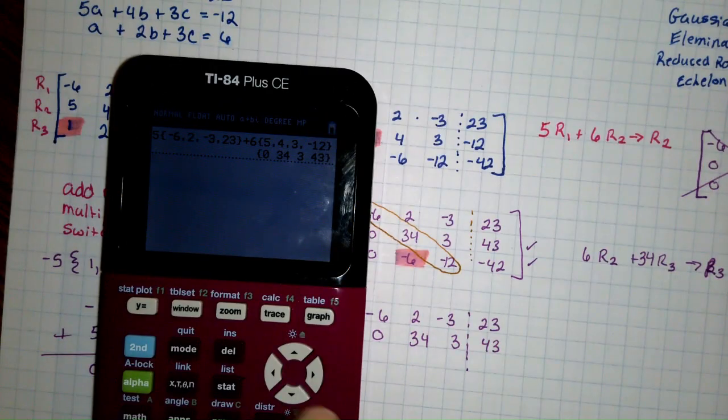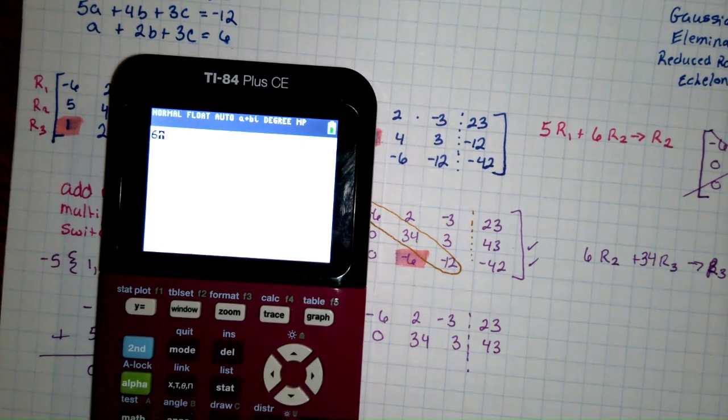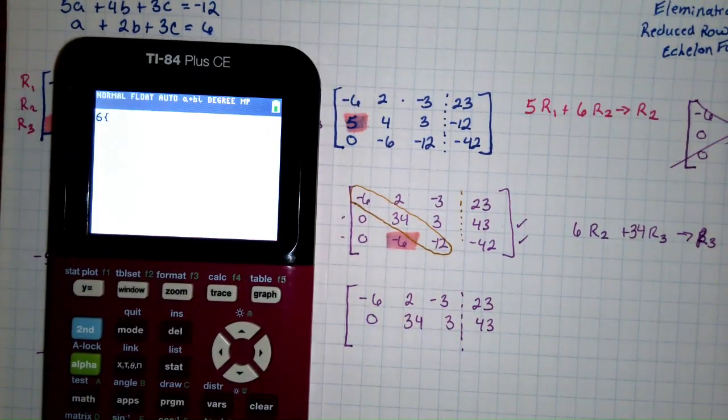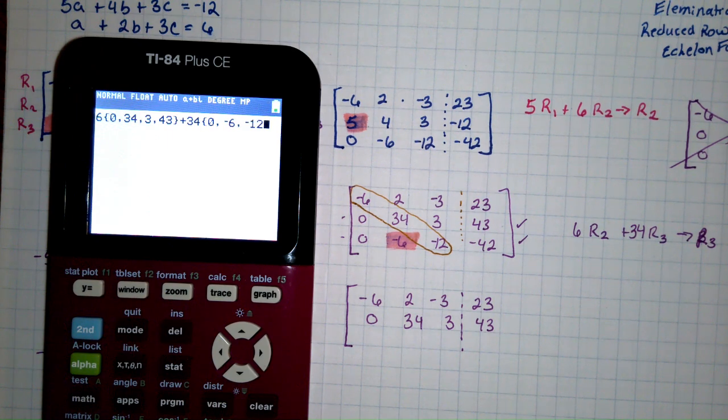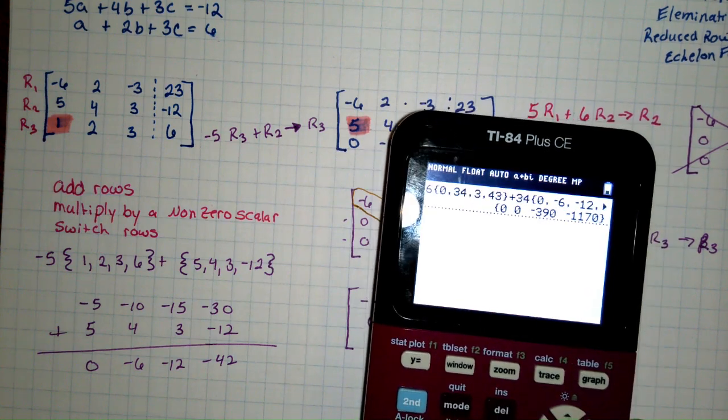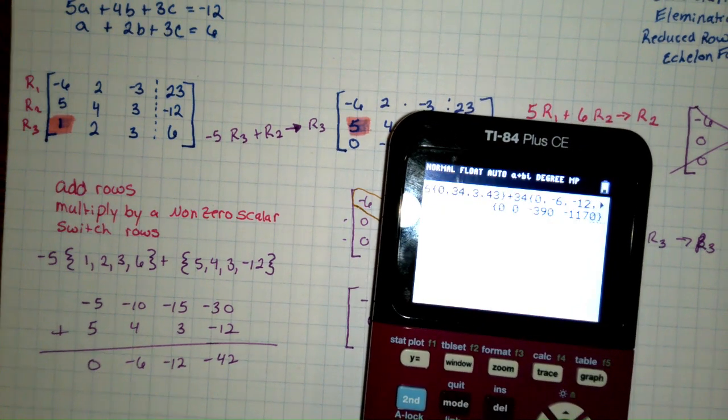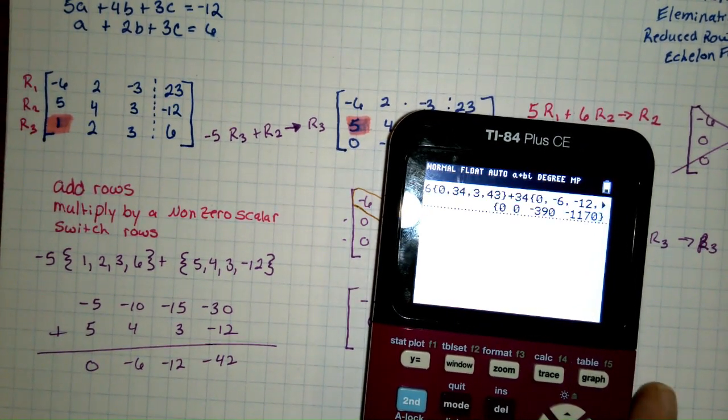Okay, so 6, we had 0, 34, 3, 43, plus 34 times 0, negative 6, negative 12, negative 42. You get 0, 0, negative 390, negative 1170.